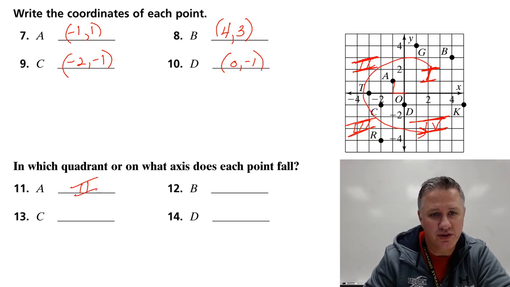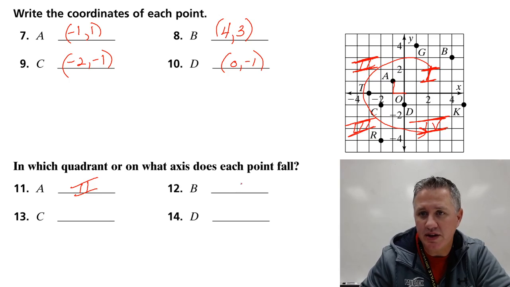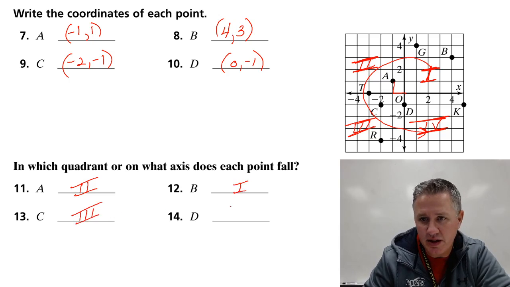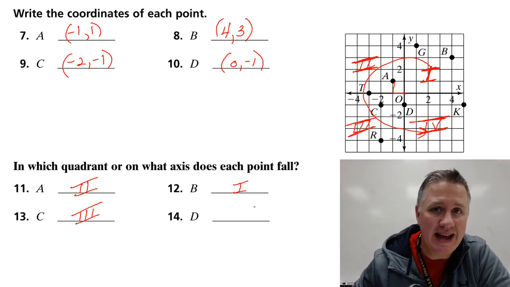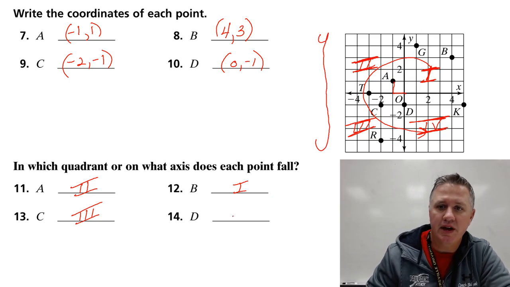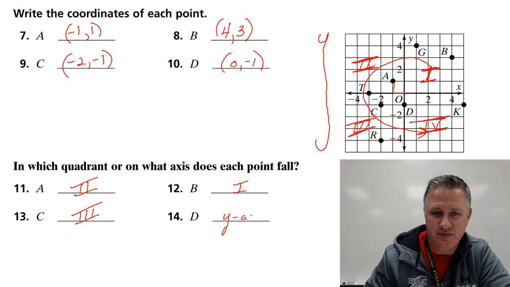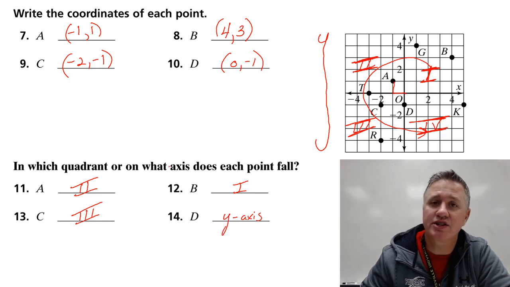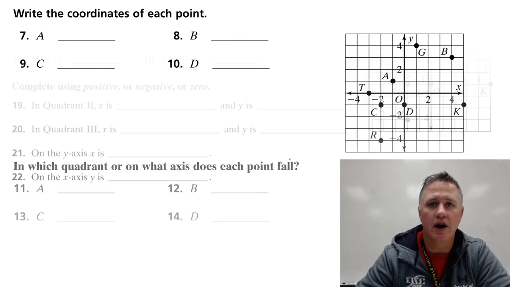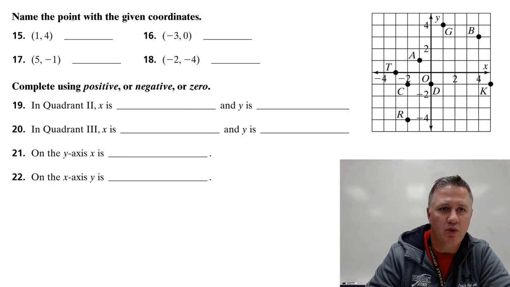A is located in quadrant 2. B is located in quadrant 1. C is located in quadrant 3. And D is located not in a quadrant, but on an axis. And the axis that goes up and down, remember, up and down like the big letter Y. Okay, that is the Y-axis. Some people got mixed up by that, but you didn't read the directions carefully. It says, on what axis does each point fall? All right, next page. Write the point with the given coordinates.